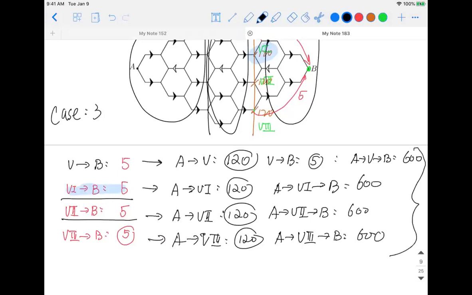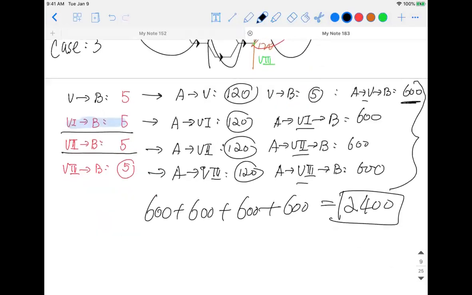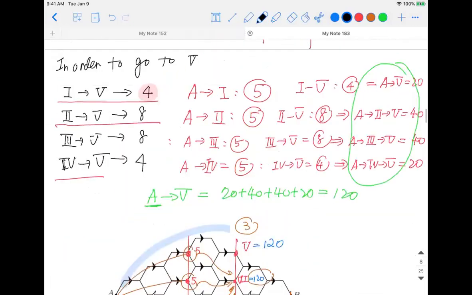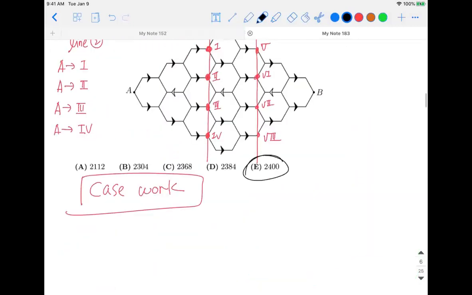So in total, from A all the way to B through 5, 4, 6, 7, 8 will be 600 plus 600 plus... actually equals 2,400 ways. So the correct answer for this problem, this is a very time-consuming problem, I gotta say, is actually part E, 2,400.